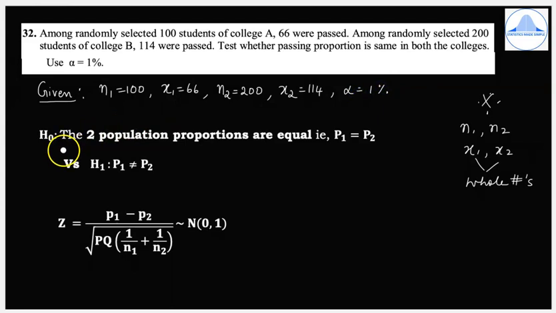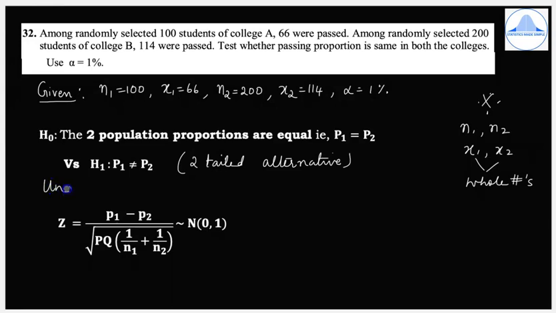Now H naught is of the form the two population proportions are equal, that is capital P1 is equal to capital P2, versus H1: P1 is not equal to P2. So this is a two-tailed alternative. So the words like above, below, increase, decrease, improved are not there in the question. So the alternative will be two-tailed.